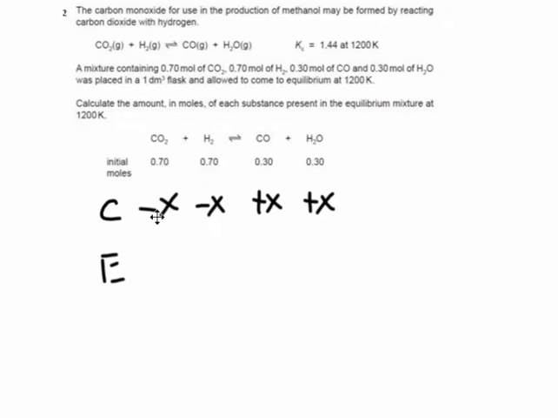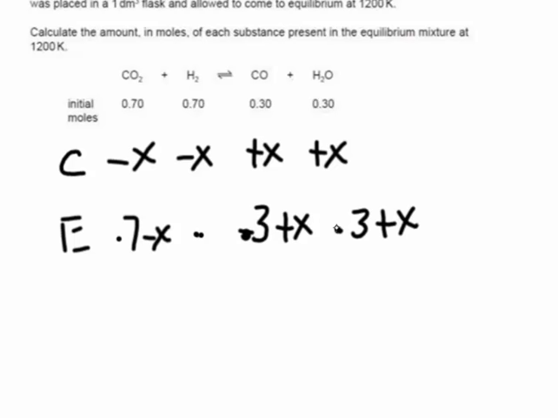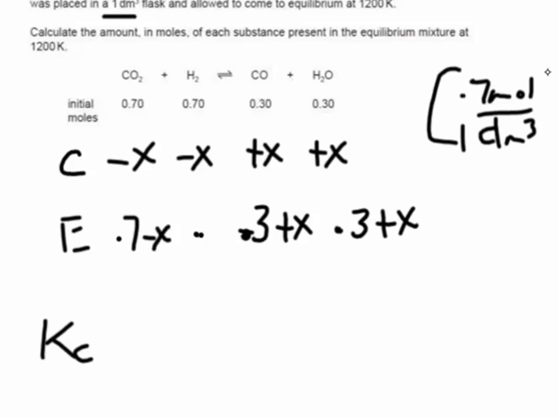What would I end with? What would my end concentration be, as far as just moles? I would take my initial, so I'd have 0.7 minus x for the first piece. It'd be the same for the next piece, so 0.7 minus x. Then this one would be 0.3 plus x, and this one would be 0.3 plus x. The 1s wouldn't affect anything here, but if this coefficient was a different number, it would change my values. But now I can write my Kc expression.